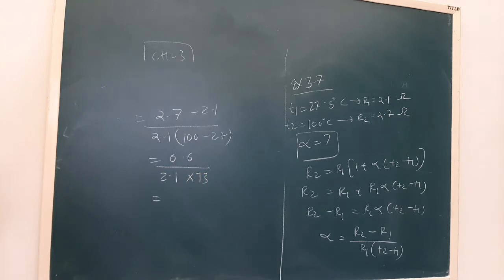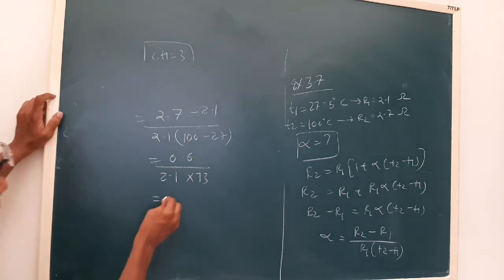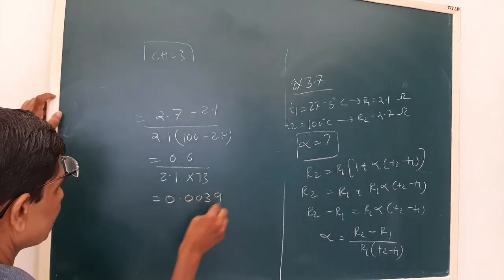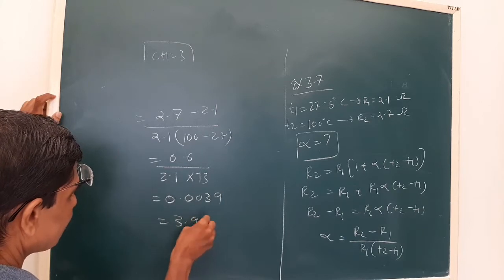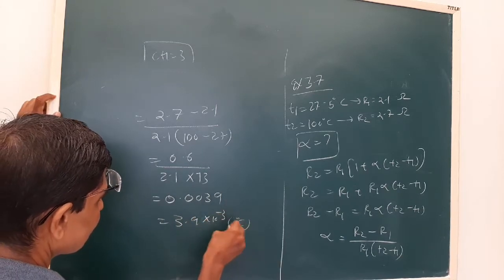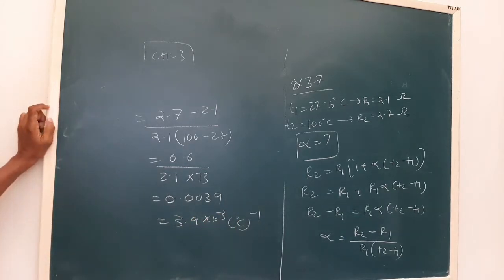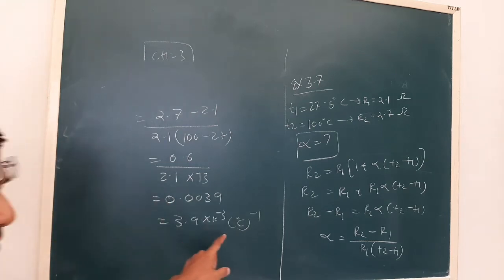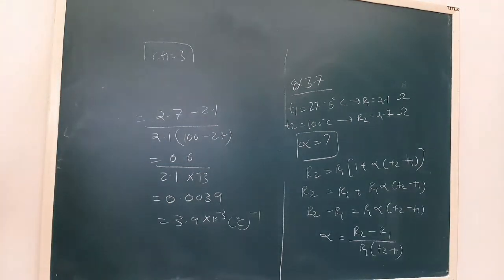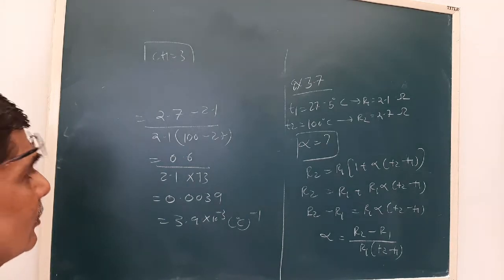So if I solve, we get 0.0039, or it is 3.9. Now what is the unit of the temperature coefficient of resistivity? That is degree Celsius inverse. That we have to keep in mind. So this is nothing but exercise sum number 3.7.